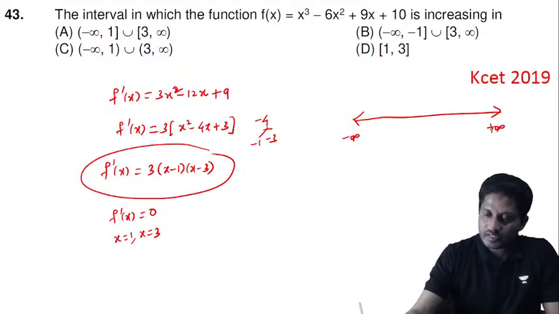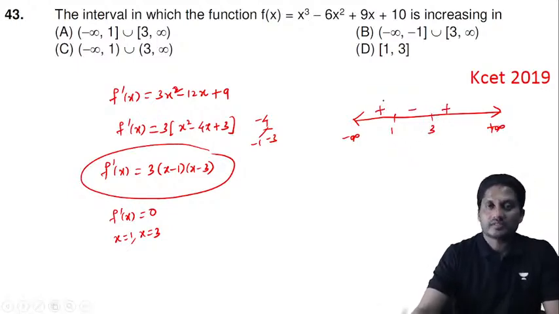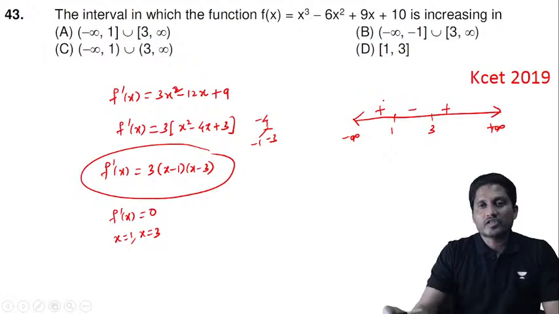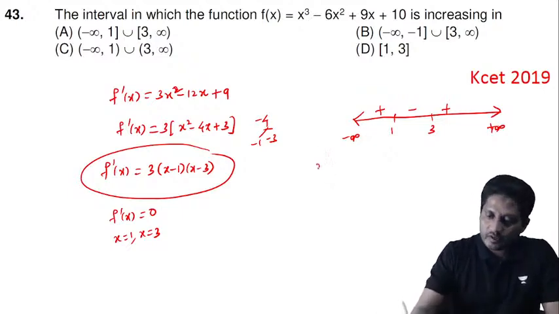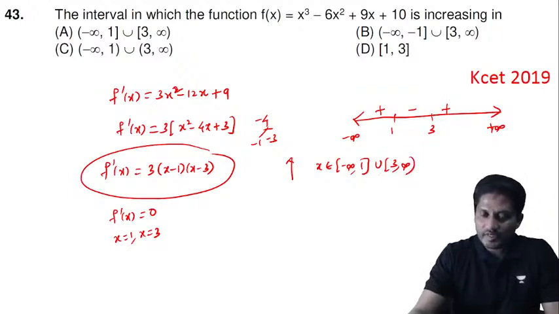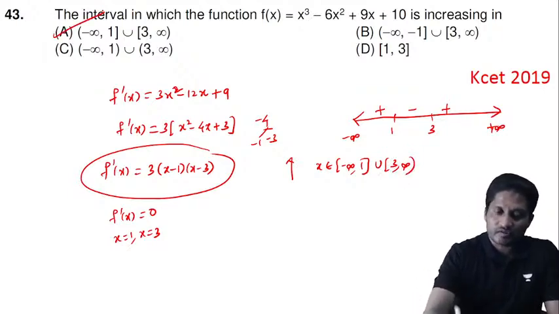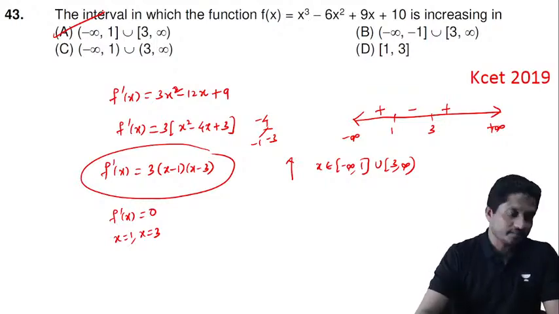Alright, fix the roots in increasing order. Roots in increasing order are 1 and 3. Start from the right side: plus, minus and plus. More than 0 is positive, less than 0 is negative. So x belongs to the increasing intervals, minus infinity to 1 union 3 to infinity. Answer is option A. 43 is option A.